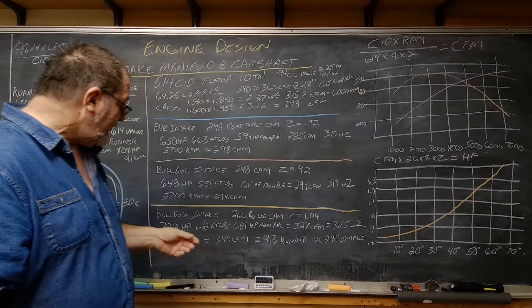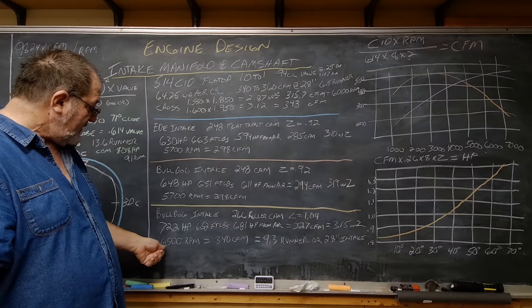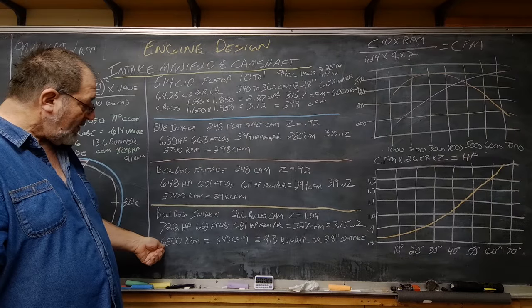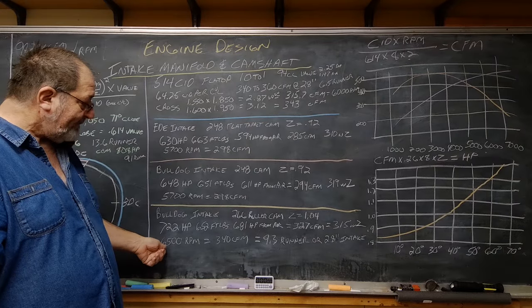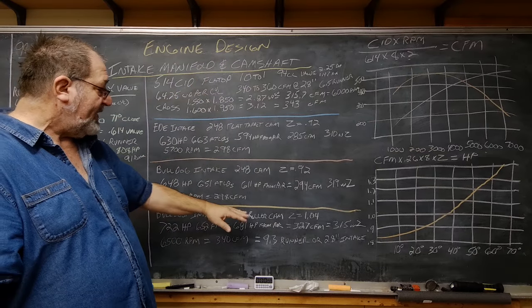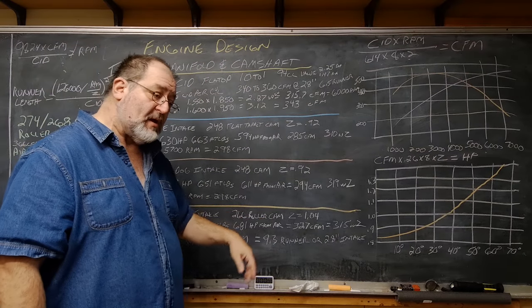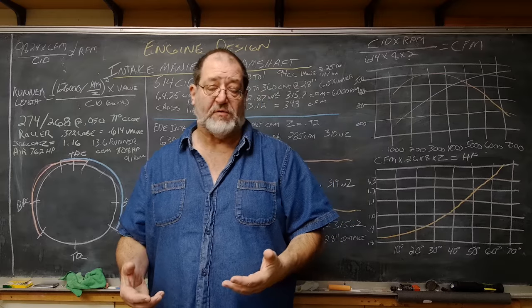Now, you can also see that RPM jumped up to 6,500 RPM. Now, that figures out to a lot more CFM than we have. And we're not using all that CFM. So why are we at 6,500? Why did the RPM jump up? It's the same intake, it's the same motor, it's the same compression. The only thing that changed is the camshaft. And that's partly for 2 reasons.